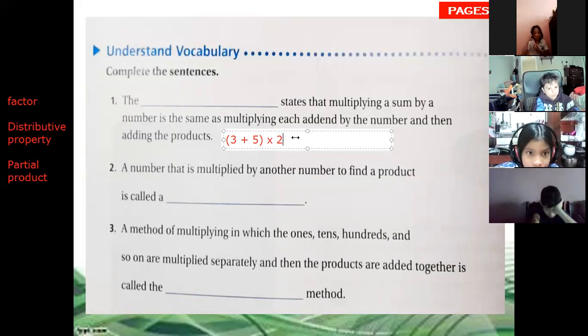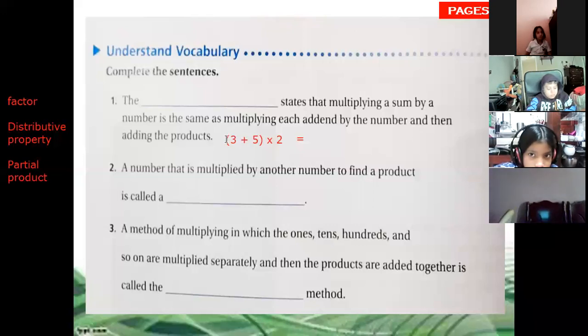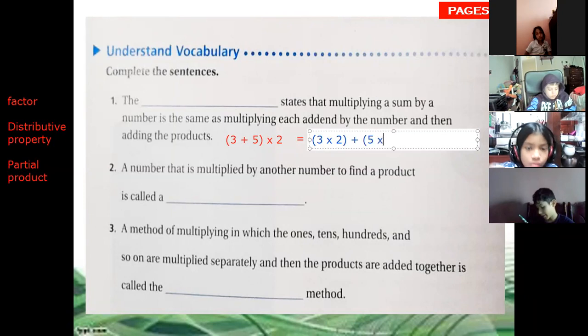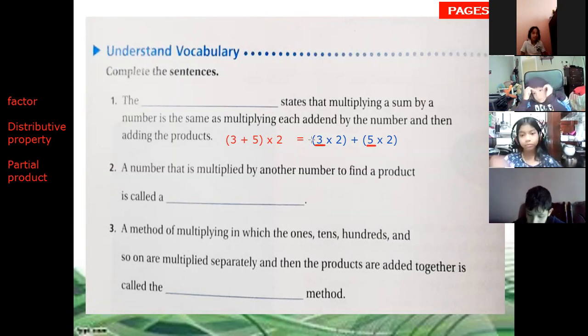This is multiplying a sum. This is the sum and this is the multiplication. It says that this is equal to multiplying each addend. The addends of the addition are 3 and 5. So it's the same as multiplying 3 times 2 plus, because it's an addition, 5 times 2. That's what it's saying. Miss, copy that multiplication? No, it's just an example.